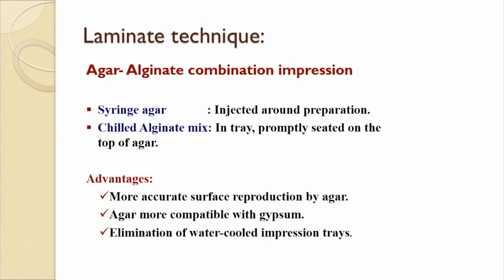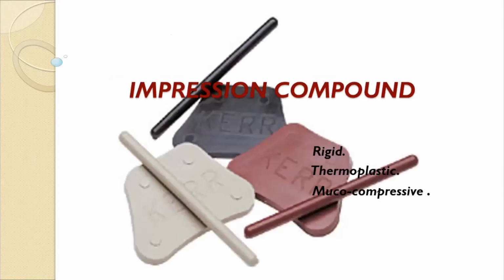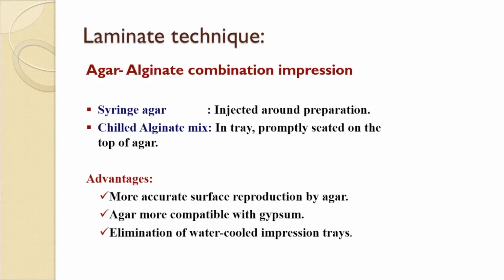So the advantage of this would be more accurate surface reproduction is achieved by agar. Agar is more compatible with gypsum. Elimination of water and cooled impression trays, and the whole thing with the agar can be avoided if we use this method.